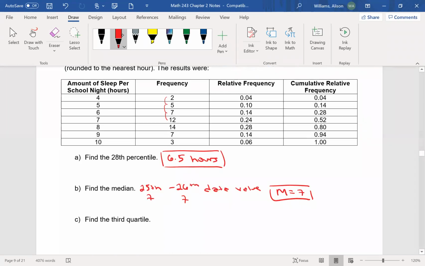Okay, third quartile. So now we're looking at the 75th percentile. And I'm looking over here at the cumulative relative frequency, and I see that 80% fall into this category, which also happens to be the biggest category. So there's 14 people who said 8. And since 52% is all the way back at the previous category, it's very safe to say that the 75th percentile is going to happen among these 14 data values. So the third quartile is going to be 8.